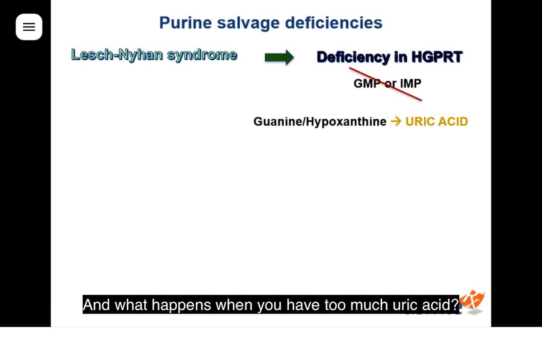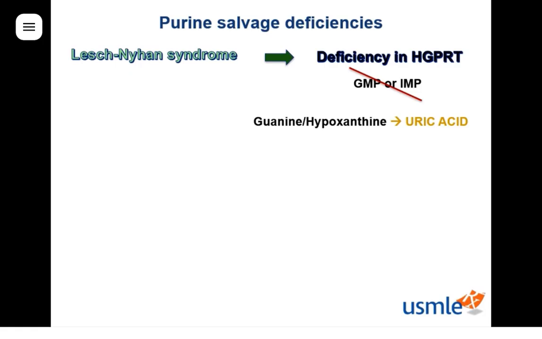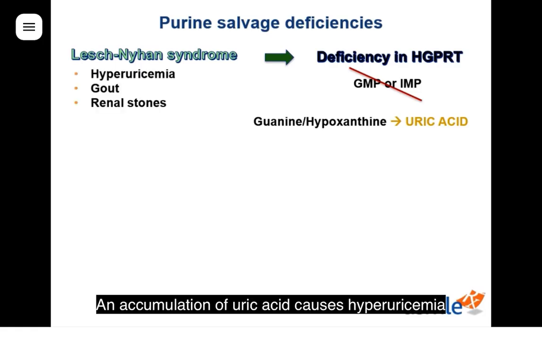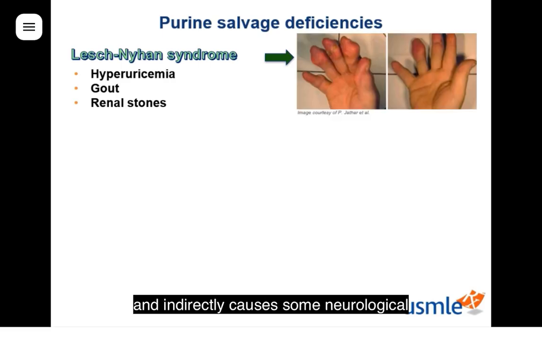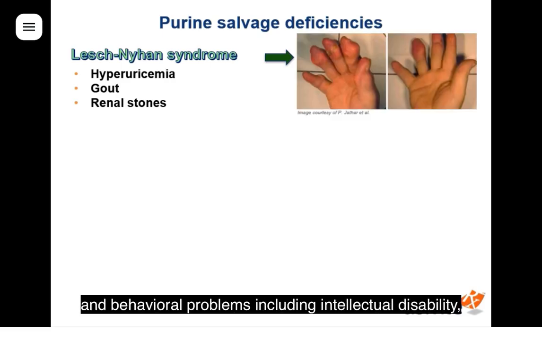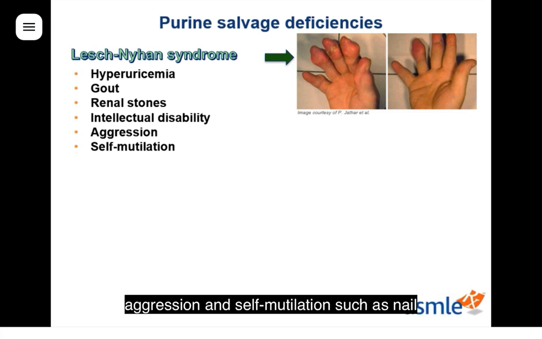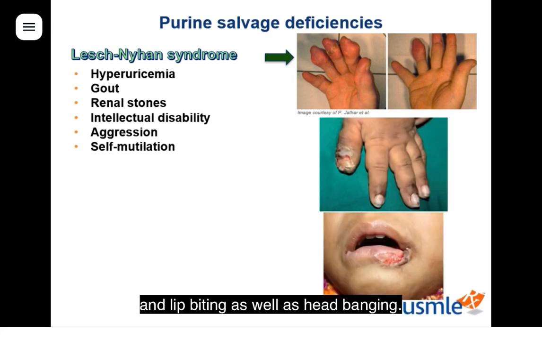And what happens when you have too much uric acid? An accumulation of uric acid causes hyperuricemia and gout, as well as renal stones, and indirectly causes some neurological and behavioral problems, including intellectual disability, aggression, and self-mutilation, such as nail and lip biting, as well as head banging.